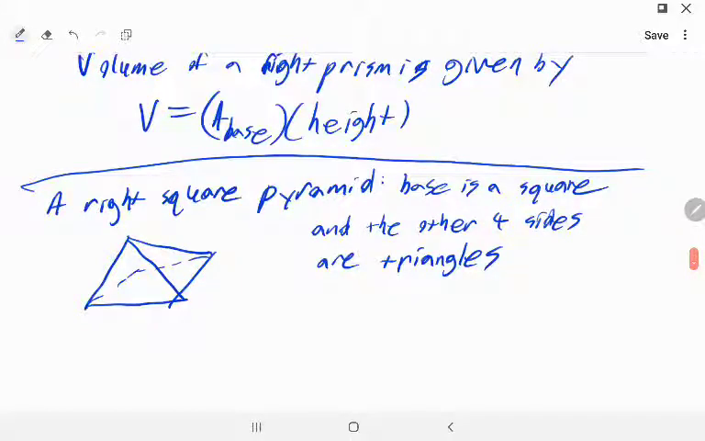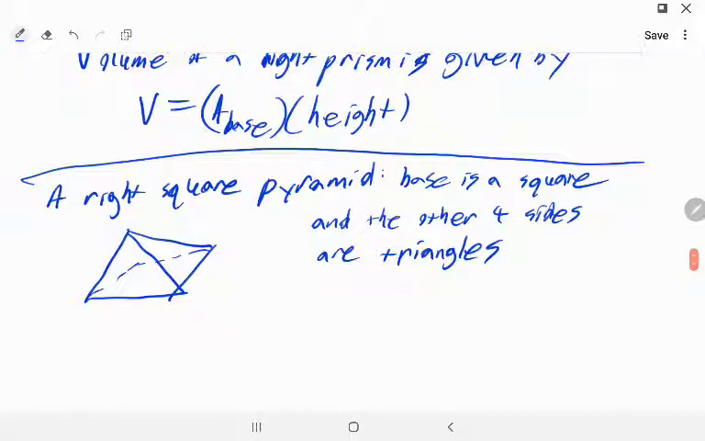And so these are actually kind of interesting because when we're trying to find the surface area, we need to know the slant height. So we need to know the slant height of, basically, the height of the triangular side. So the slant height is essentially the height of the triangular face.